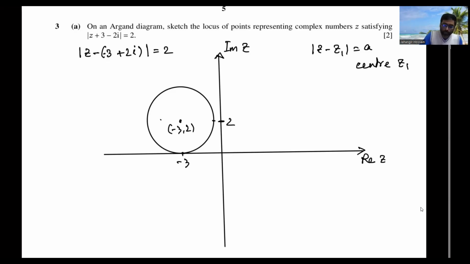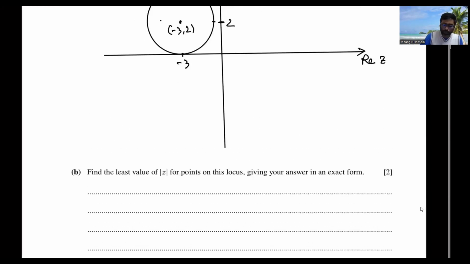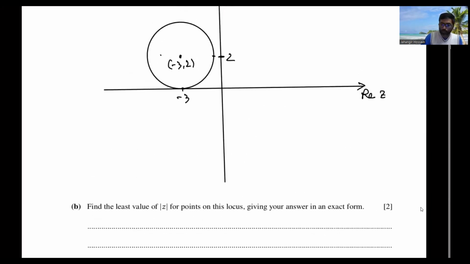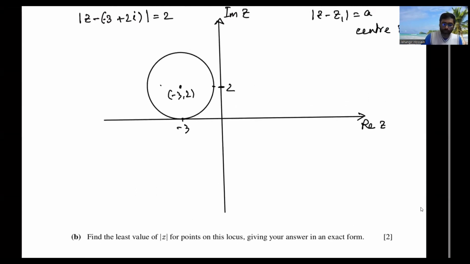Okay. The next thing is find the least value of the modulus of z for points on this locus, giving your answer in exact form. Now, which z on this locus will have the least modulus? Find it out. So what you do is simply join the center of the circle with the origin of the Argand diagram by a straight line. And let's extend this straight line so that it cuts the circle at two different points.